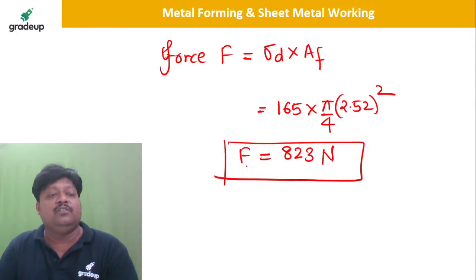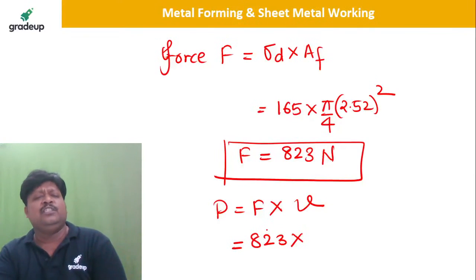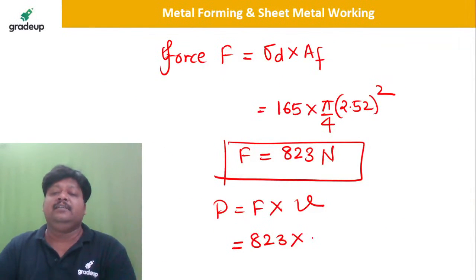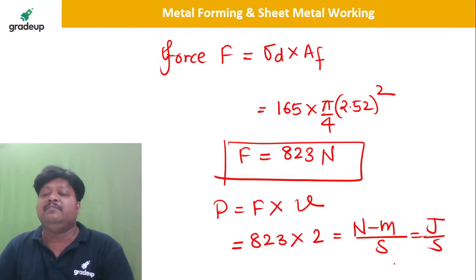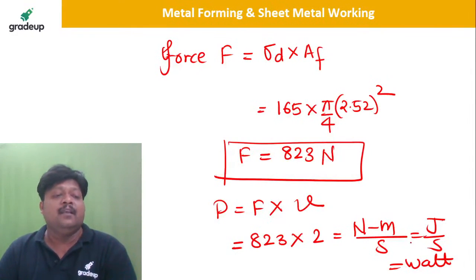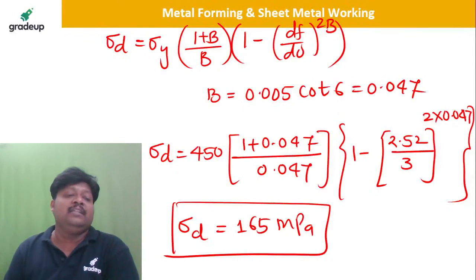When you get the force, power will be how much? Force into velocity. So power is 823 into velocity, which is 2 meter per second. Force is in Newton, so Newton into meter per second is joule per second, which is nothing but the watt. So 823. What happened, Pratik? How much are you getting? 812. How can it be more than the flow stress?